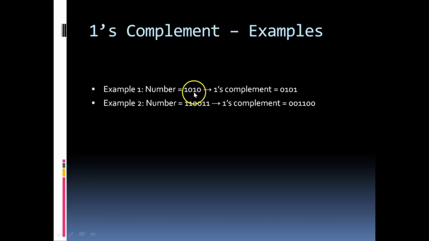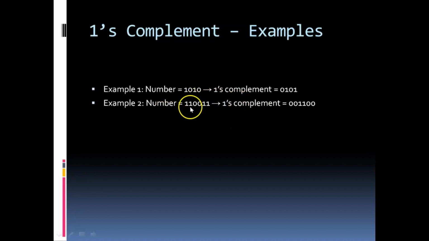We check the example of 1's complement conversion. A number is given as 1010. So this is the binary number given to you. To find the 1's complement of this number, just exchange the digits 0 to 1 and 1 to 0. So you can see here 1's complement will be 0101. Like that it comes as the output.